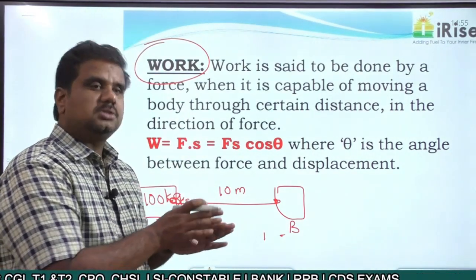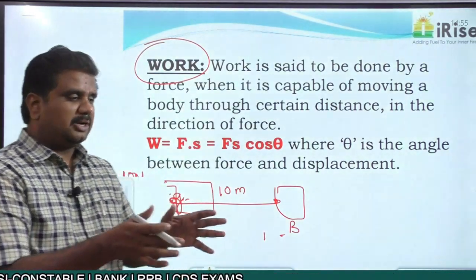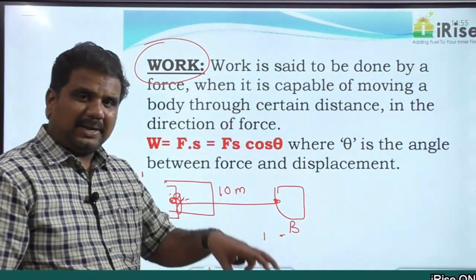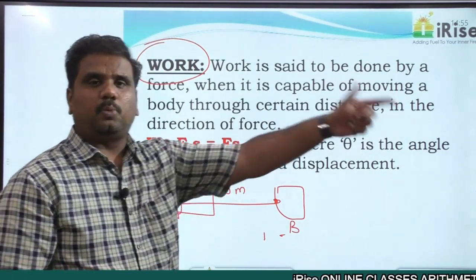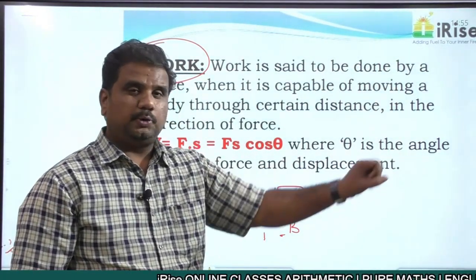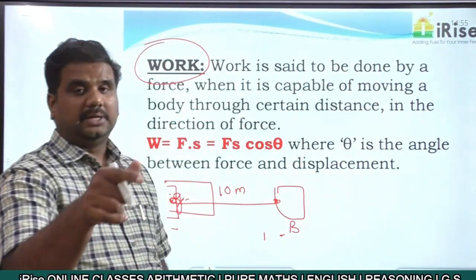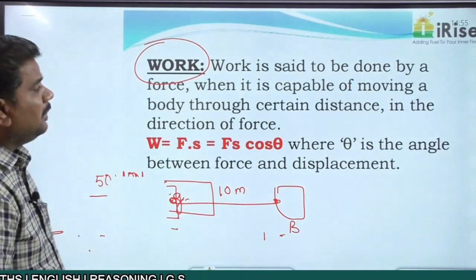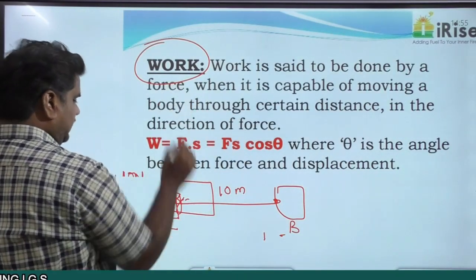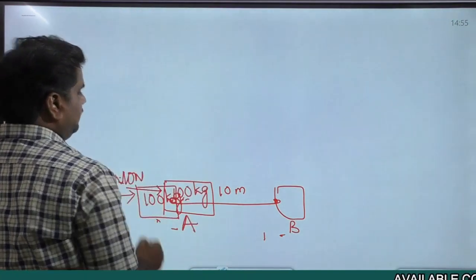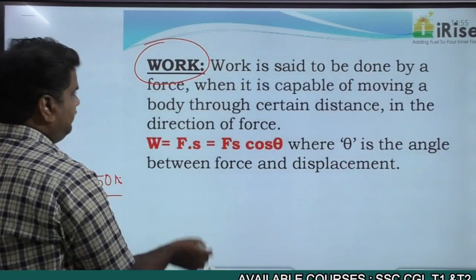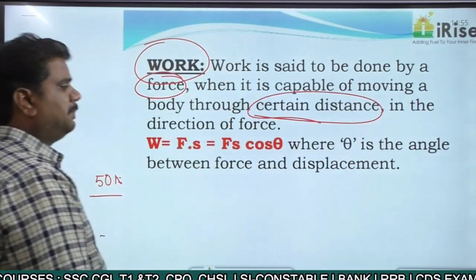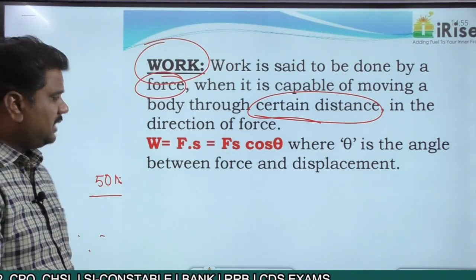The moment you apply force, if 2 or 3 persons are trying to push a car, the car will start moving. Because of the applied force, the car is moving from point A to point B, so you are able to produce a certain amount of displacement. Then we have done a certain amount of work in that case. Work is said to be done by a particular force if it is able to produce a certain amount of displacement.